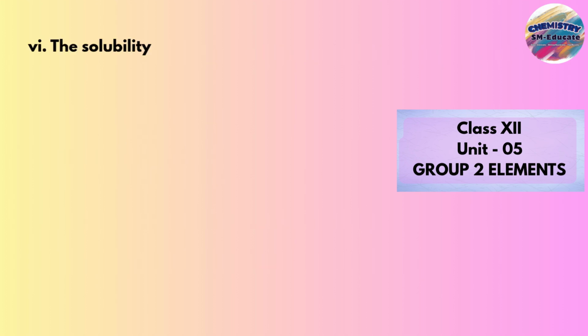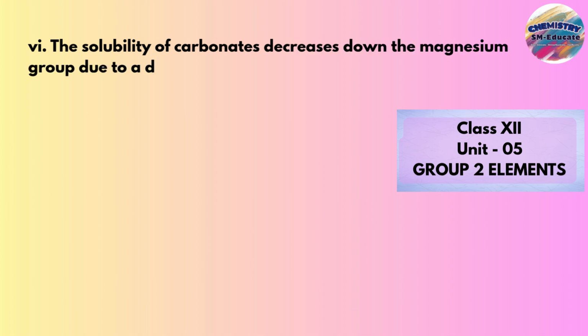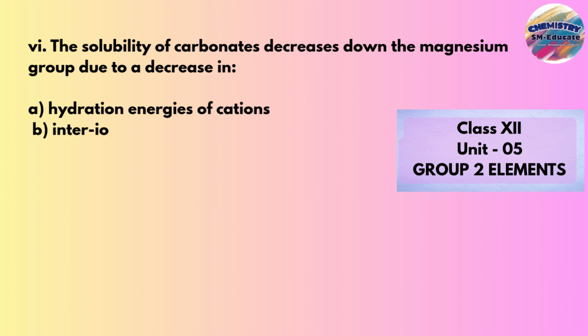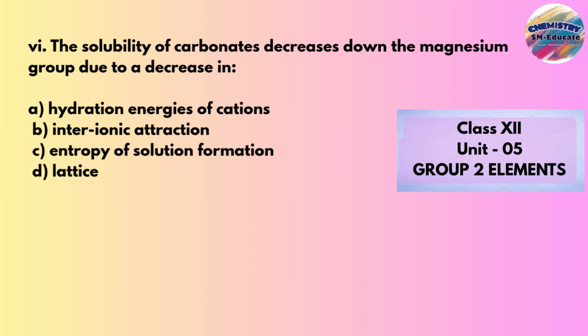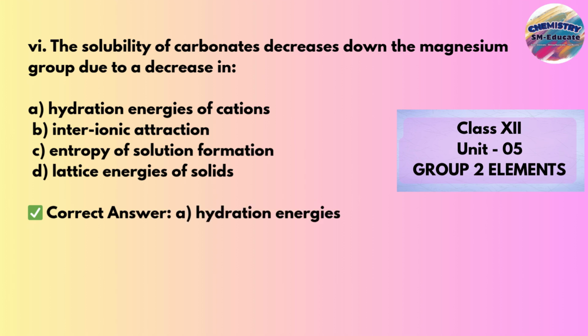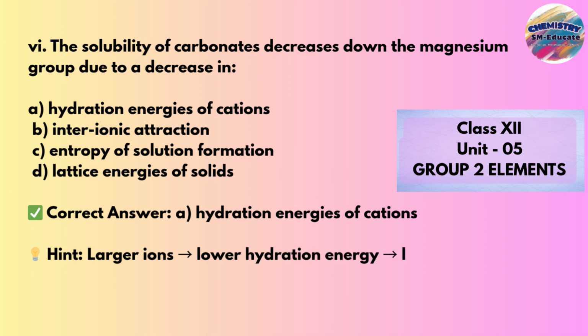Part 6. The solubility of carbonates decreases down the magnesium group due to a decrease in: A. Hydration energies of cations. B. Interionic attraction. C. Entropy of solution formation. D. Lattice energies of solids. Correct answer: A. Hydration energies of cations. Hint: Larger ions have lower hydration energy, so they are less soluble.